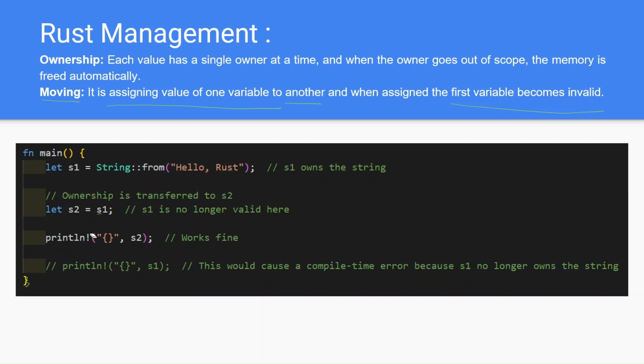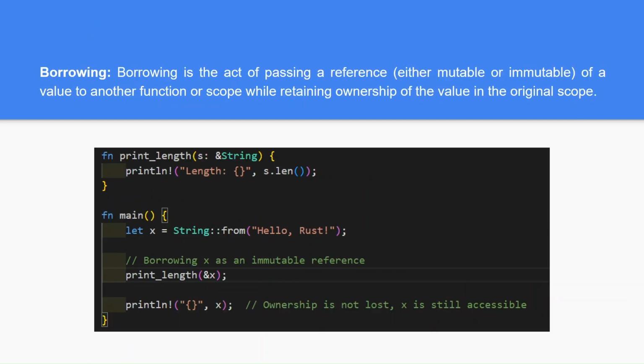How it will help us, or how you can write programs with it, can be explained better with the next slide. So consider borrowing. What borrowing is, it is an act of passing a reference, which can be either mutable or immutable, of a value to another function or scope while retaining the ownership. So the ownership is retained in the original scope. So what it means is, consider you created a function print length with a parameter s, and you can see the s parameter is passed as a reference.